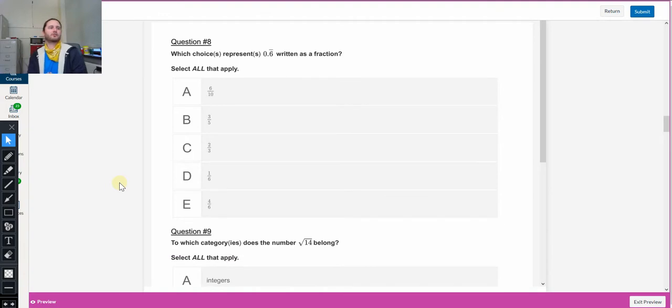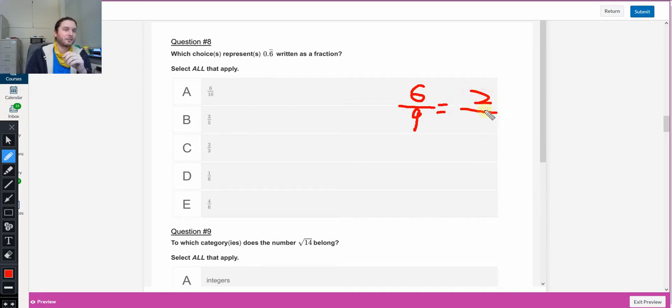It says, which choices represent 0.6 repeating as a fraction? Choose all that apply. So why would we say choose all that apply? Well, remember what I just said on that last problem, we have a 6 and we would put it over a 9, an equal number of 9s in the denominator. So 6 over 9 can be simplified. That can be simplified once, all the way down to be 2 over 3. So yeah, this can be simplified a little bit.